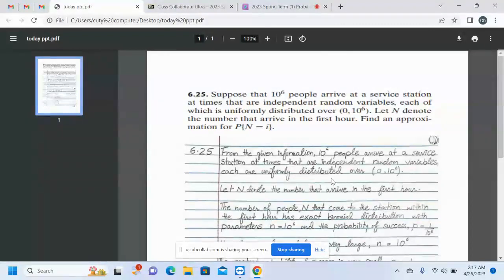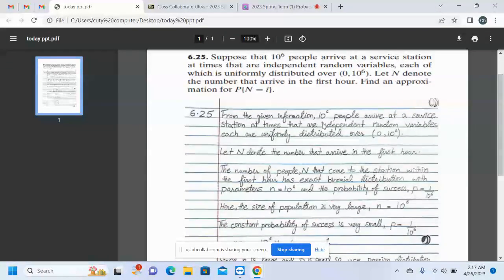Can you see my screen? Yes. Can I start? Yeah, go ahead. Thank you. I'm going to present question number 25 of chapter 6. Suppose that 10 to the power 6 people arrive at a service station at times that are independent random variables, each of which is uniformly distributed over 0 to 10 to the power 6. Let N denote the number that arrive in the first hour. Find an approximation for the probability N is equal to i.